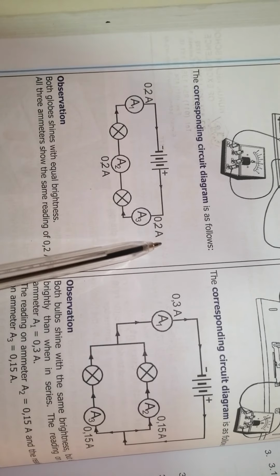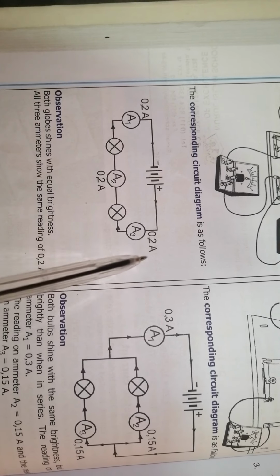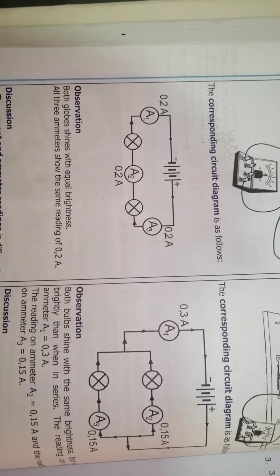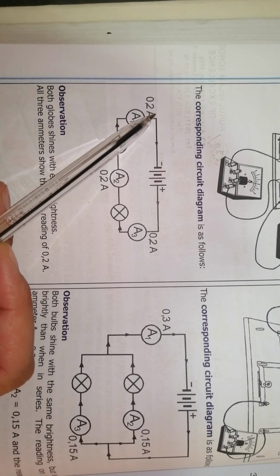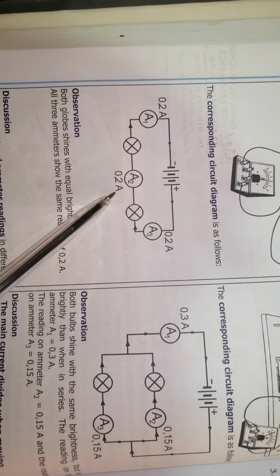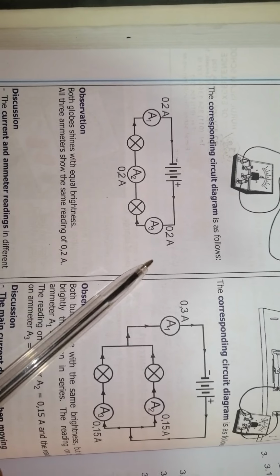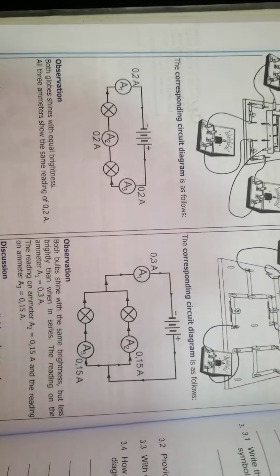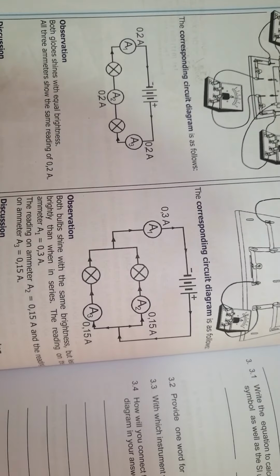So because it's series, every ammeter has the same reading because the current is the same everywhere, and each of them gives you the total current. A1 is giving you 0.2 amps, which is the total current. A2 is also giving you 0.2, which is the total, and A3 is also giving you the total current. Now let's look at a parallel circuit and see how that is actually the opposite.